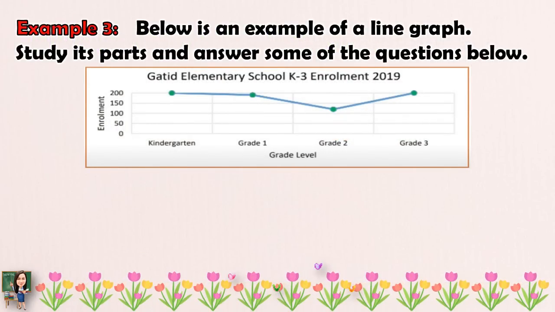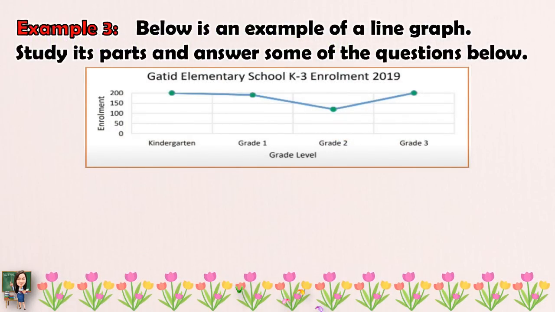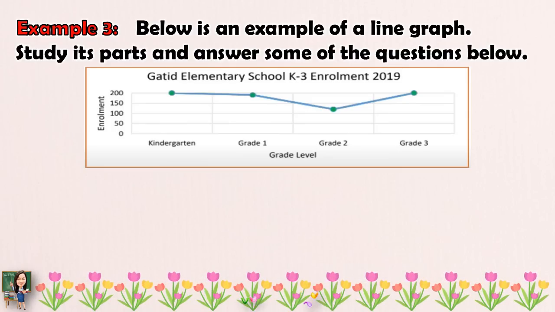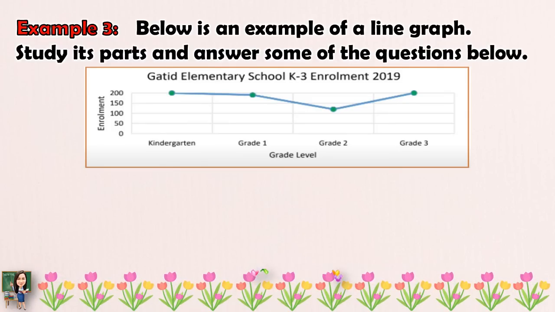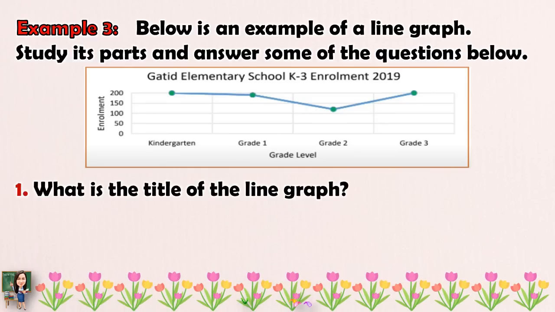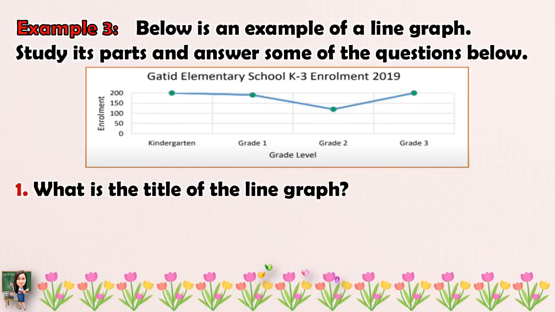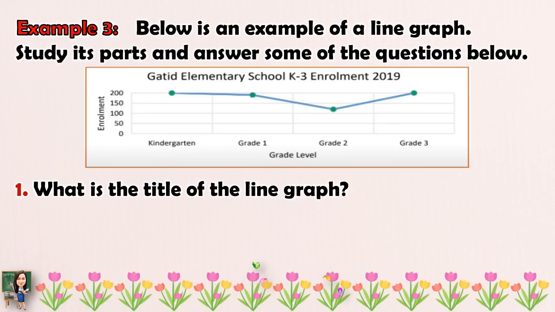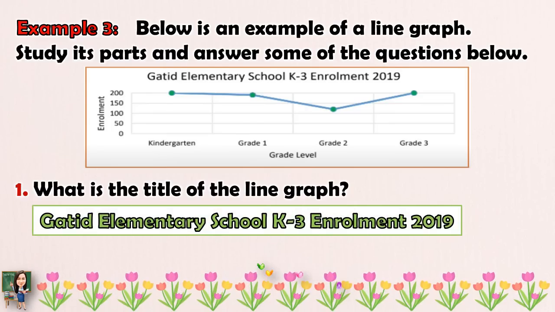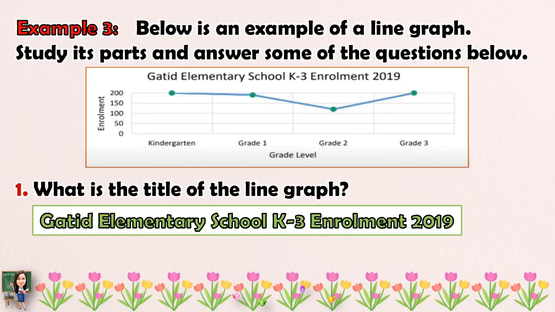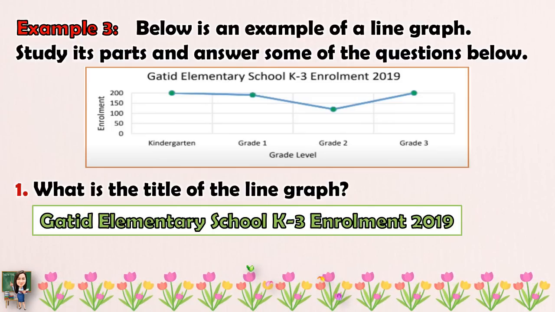Example number 3. Below is an example of a line graph. Study its parts and answer some of the questions below. Number 1. What is the title of the line graph? Very good. The title of the line graph is Gatid Elementary School K3 Enrollment 2019.